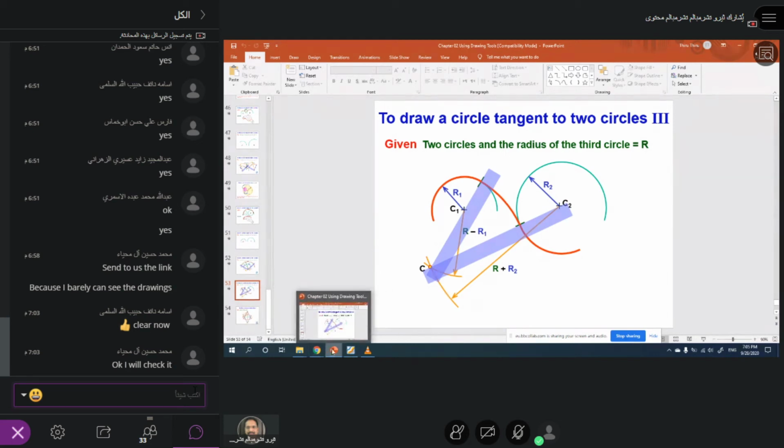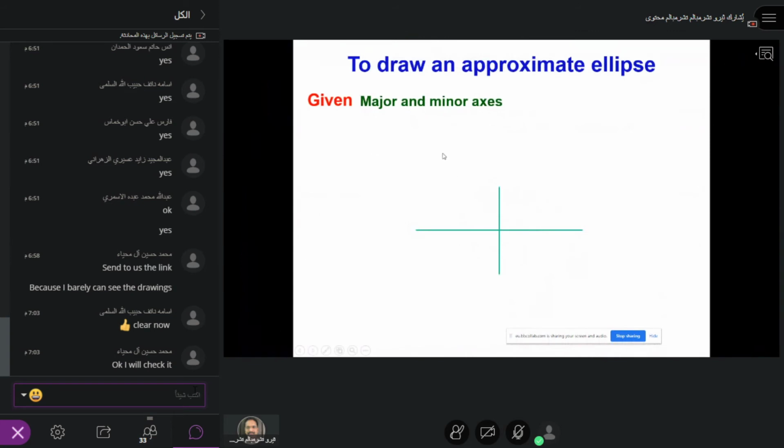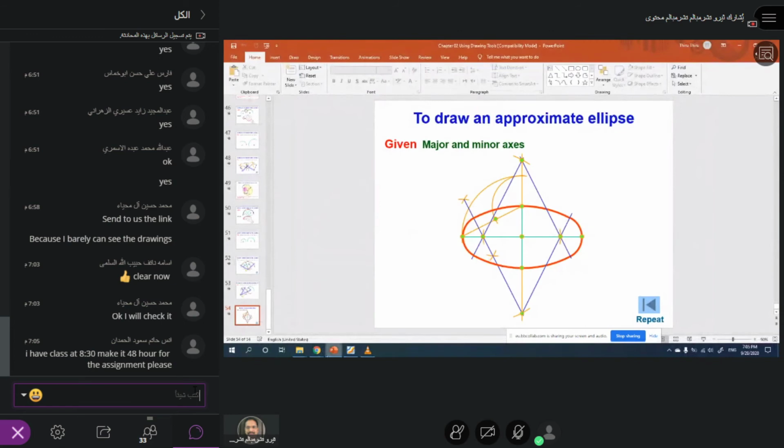Okay, so the last slide here is to draw an ellipse. You know what an ellipse is, right? An ellipse is like a circle whose diameter is not equal. If the diameter is the same throughout, then that is called a circle. An ellipse has two different radii.